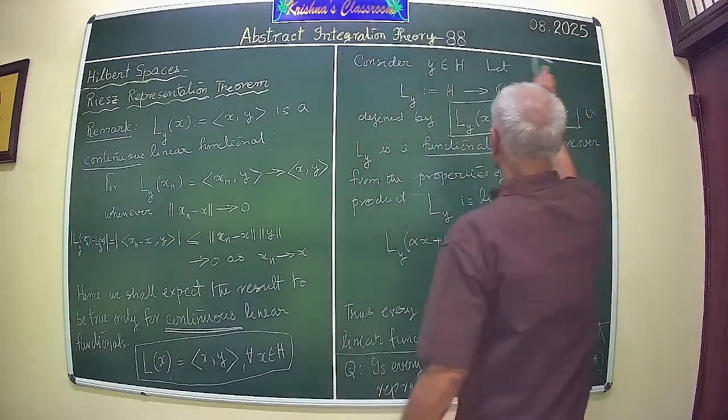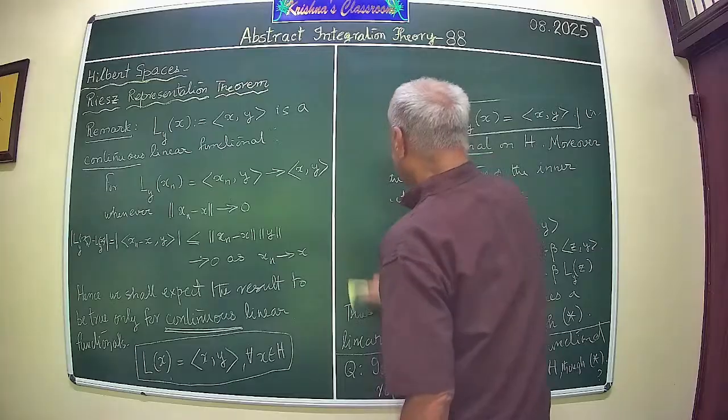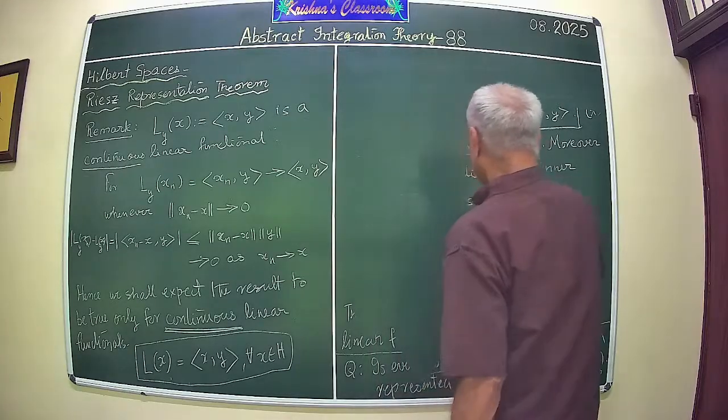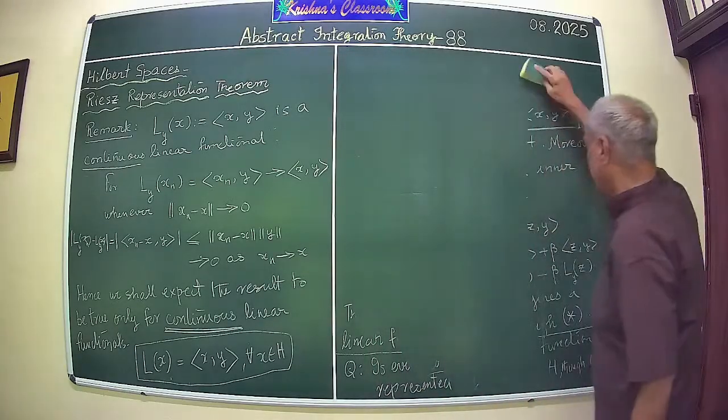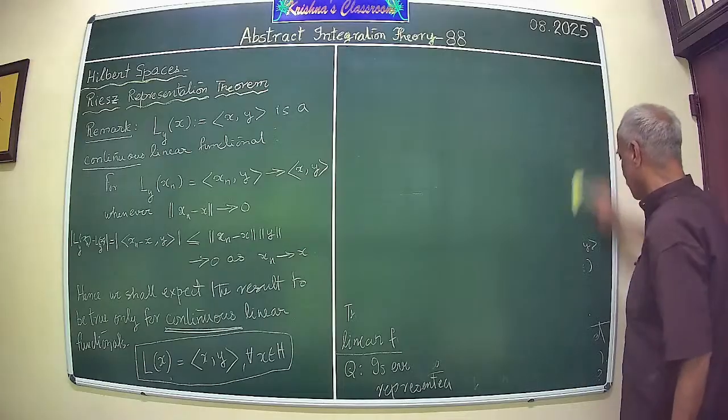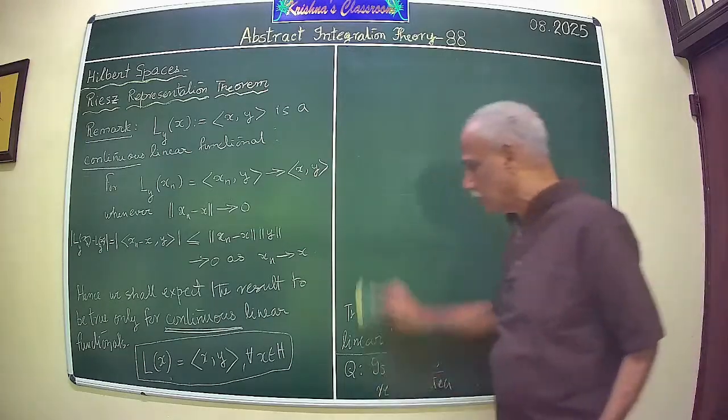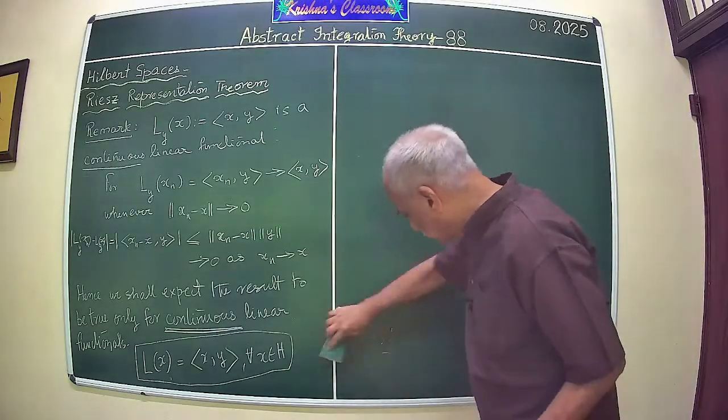Now it's nice to explore this result. It's very interesting to work on our standard model and see what exactly is going on, because we have to somehow zero in on the vector that represents a given linear functional.